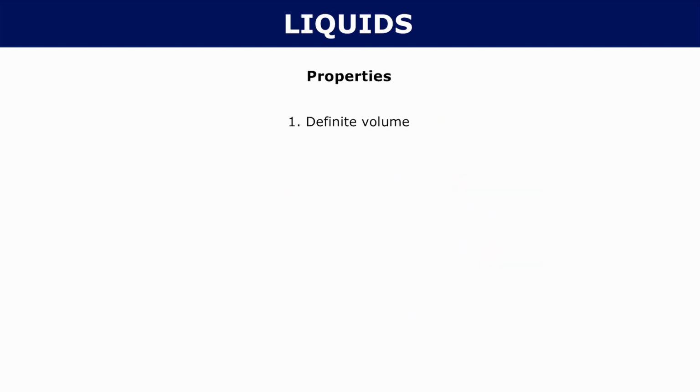Let's look at some properties. First of all, they have definite volume. And although they have definite volume, they have indefinite shape. So this means a volume that you take from a water bottle, you can pour that into like a jug or something. The volume will stay the same, but the shape of the liquid, of course, changes.